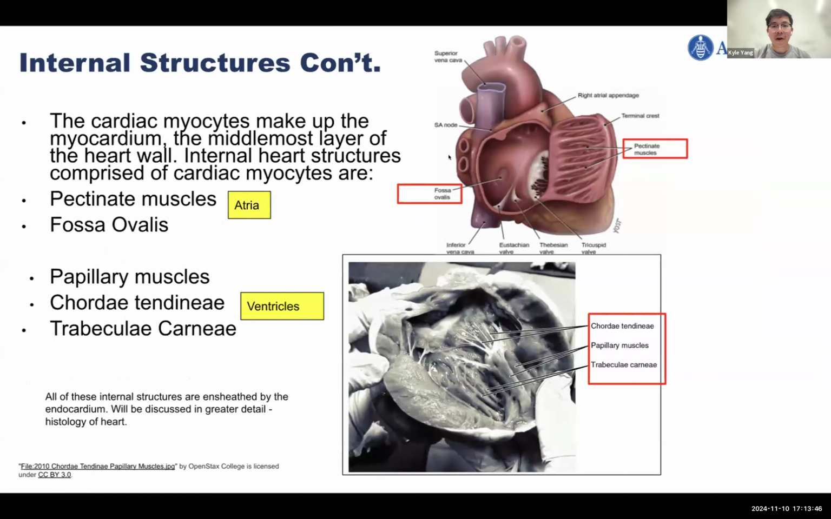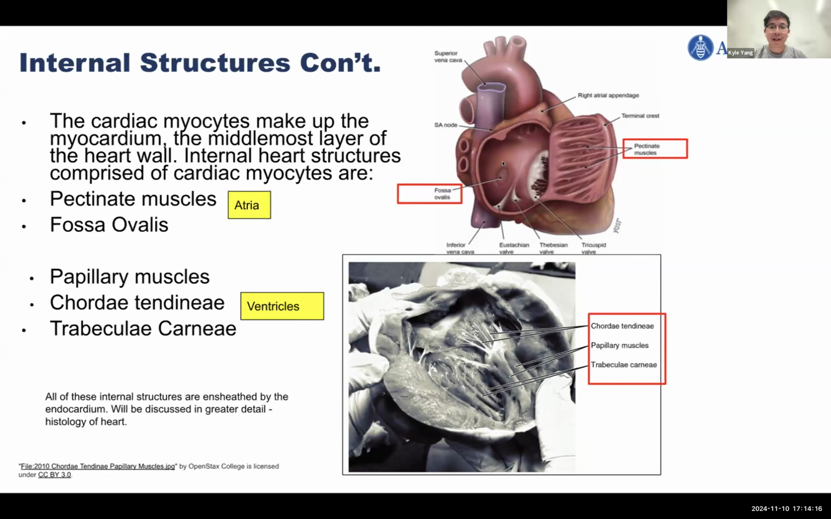Now, to focus a little bit more on the specific internal structures that I mentioned in the last slide, we have again the pectinate muscles and the fossa ovalis in the atria. So we see the pectinate muscles here in the atria, and they really exist to increase contraction force and act as structural support for your atria. And they're very noticeable. They're sort of parallel or vertical. And you can see the pectinate muscles here.